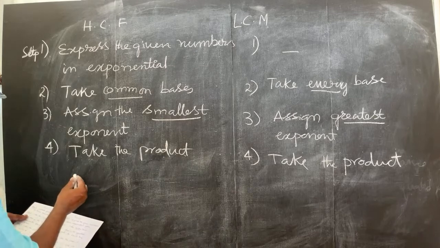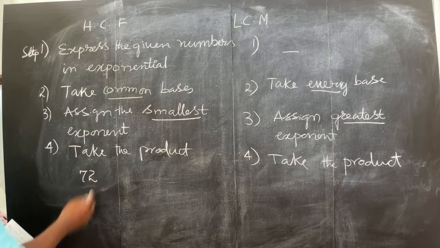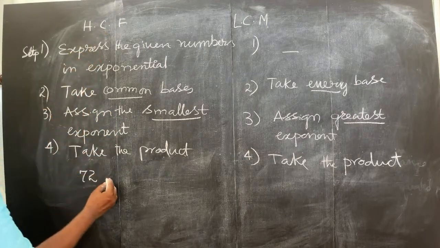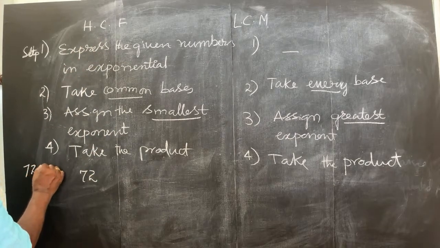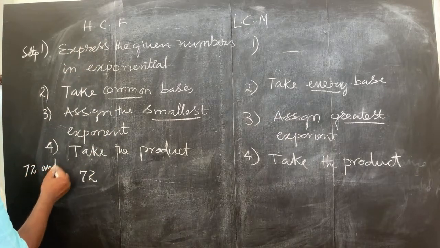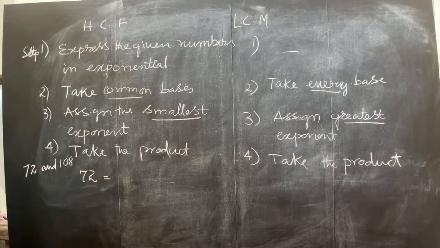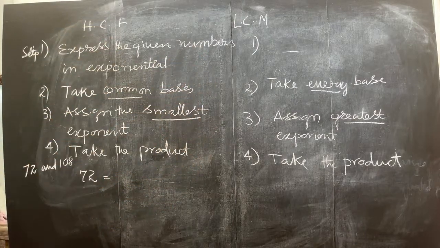Now I am taking the two numbers here, 72 and 108. The question is: find the LCM of 72 and 108. First of all, you have to take the numbers in exponential form and calculate the HCF, then I will calculate the LCM there.